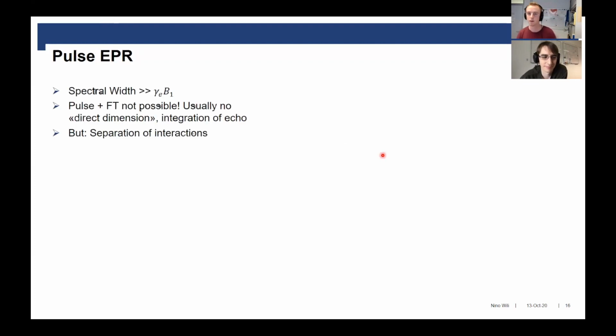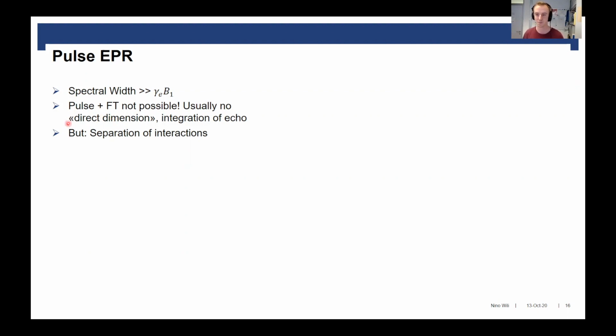Okay. Well, that brings me to the next step: pulse EPR, which I think will also be the nice thing for NMR spectroscopists, because that's what you know. Again, we usually cannot cover the whole spectral width, so we cannot really do one pulse and Fourier transform. So we usually don't have a direct dimension, but what we do is we integrate the echo intensity, and you'll see why we use an echo, and then do something in between. We manipulate the spins, which leads to a different echo intensity.